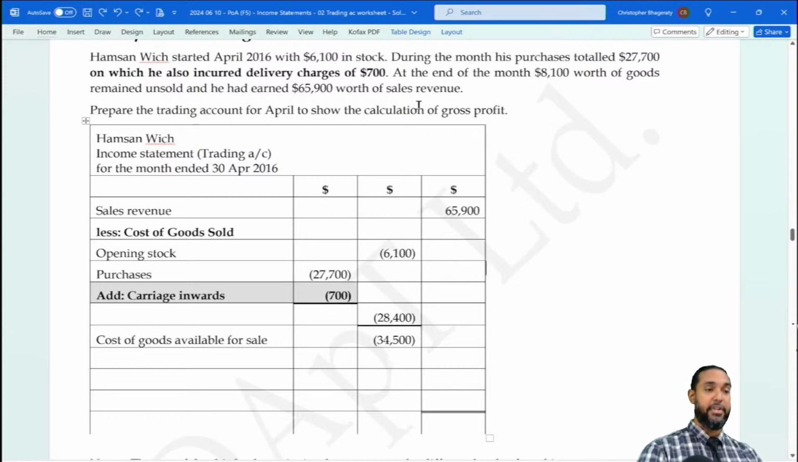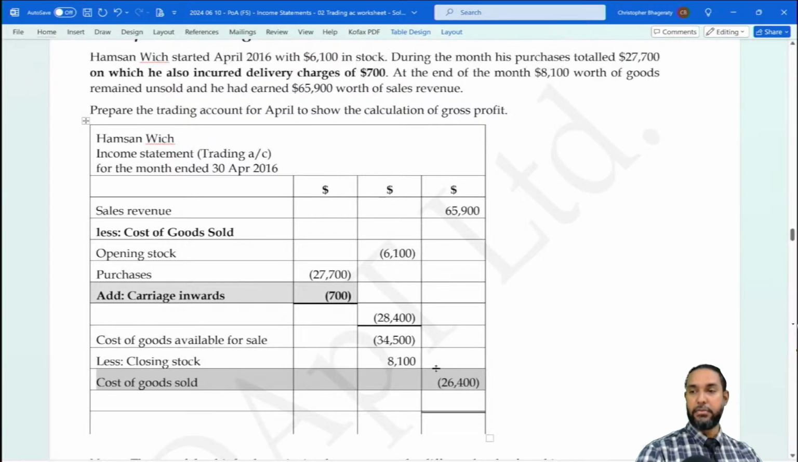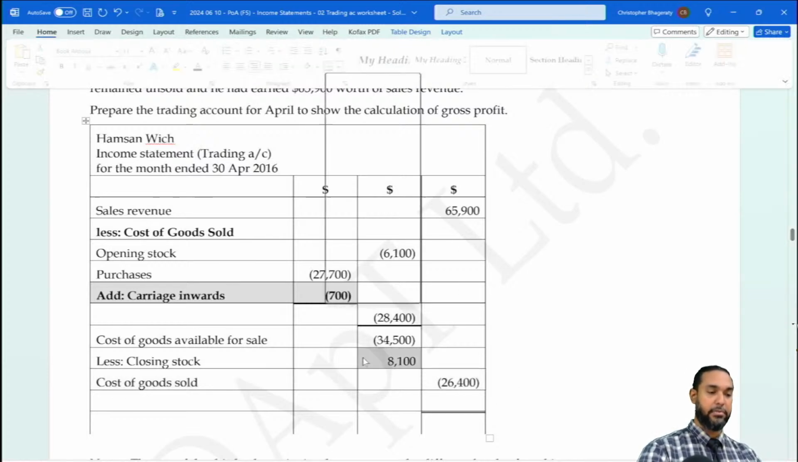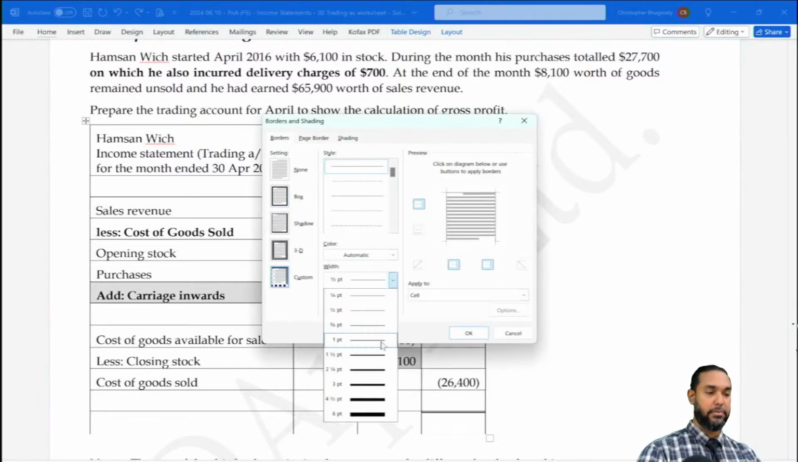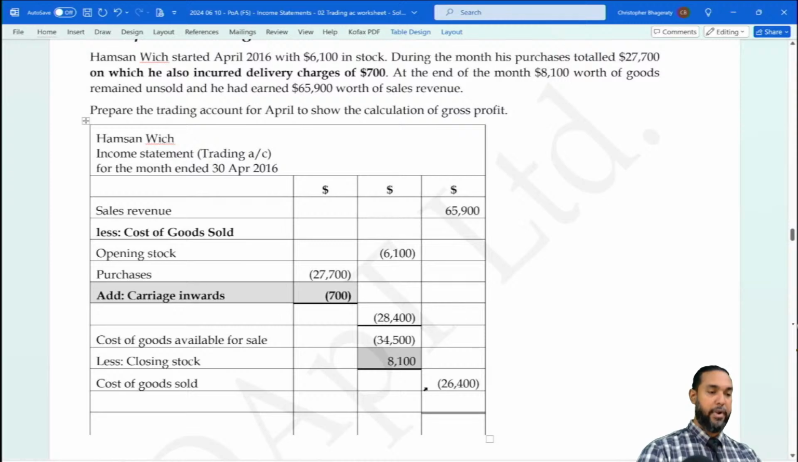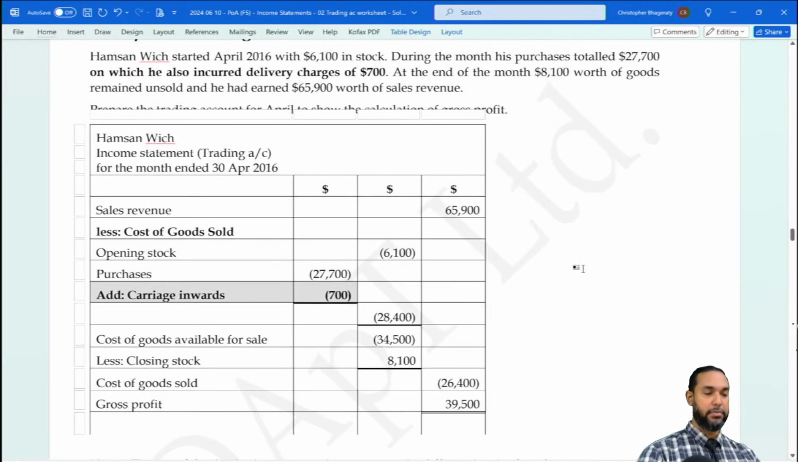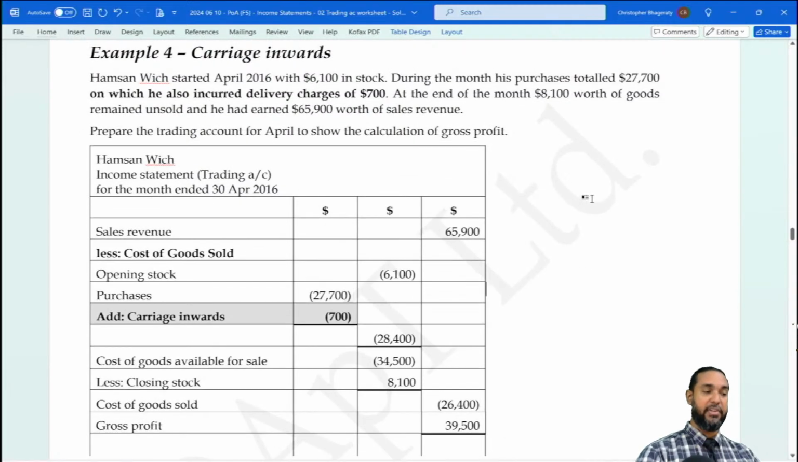And all we do from here is you take your closing stock, which is the 8,100 worth of goods remaining unsold. Oops, sorry. You subtract it from the 34.5 to give you your cost of goods sold. And then you're subtracting that 26.4 from on top there. So 26.4 from that is what? 39.5. Yeah. Cool. As you can see, all I've done is on top of whatever we just did right before this, I just included one extra item.